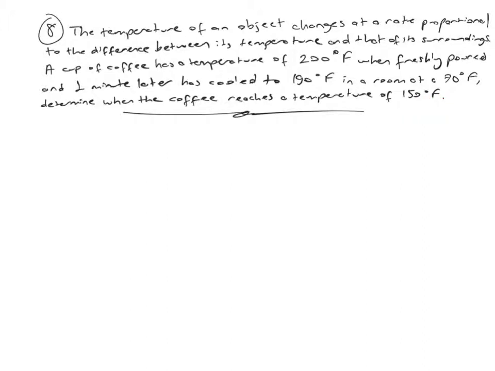First of all, the temperature of an object changes at a rate proportional to the difference between its temperature and that of its surroundings. So, this is our coffee, and this is its surroundings.